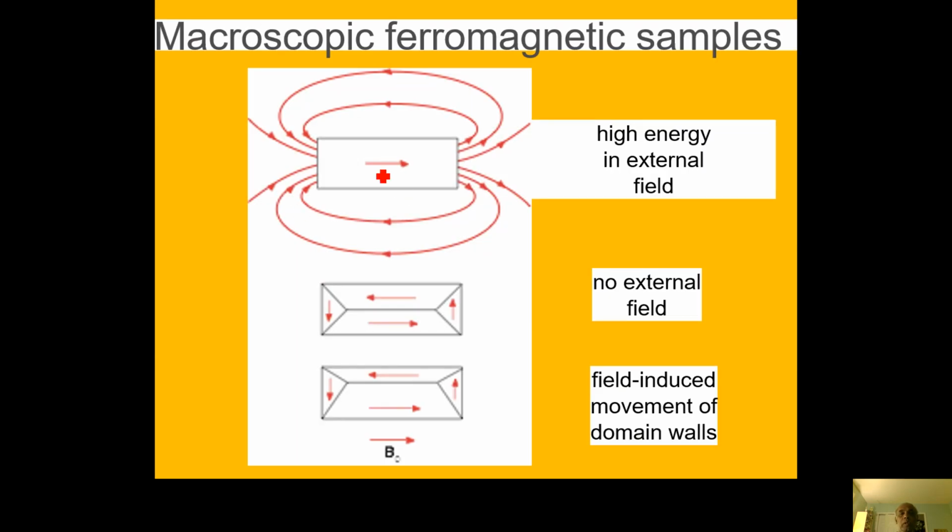This is like the magnetic domains without an external magnetic field, but if you apply a magnetic field, you will see these domain walls moving. Initially the domain wall was here. Now you can see the domain wall is moving. So there is a domain wall movement here.